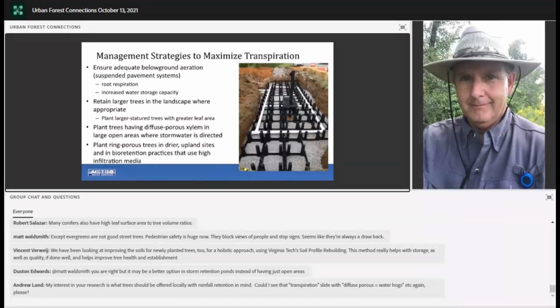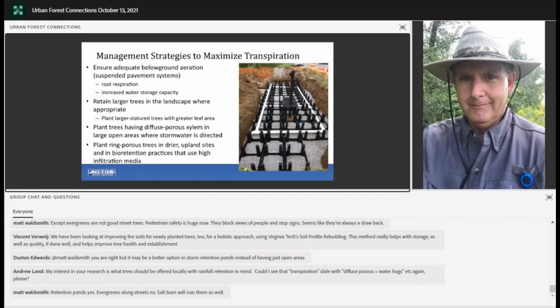So, some management strategies to maximize transpiration. First of all, ensure adequate below-ground aeration. Roots need oxygen to respire. So if we could get water into these areas that have a lot of macro pore space, roots can not only respire, but they can store water, and those trees can utilize that water for transpiration.